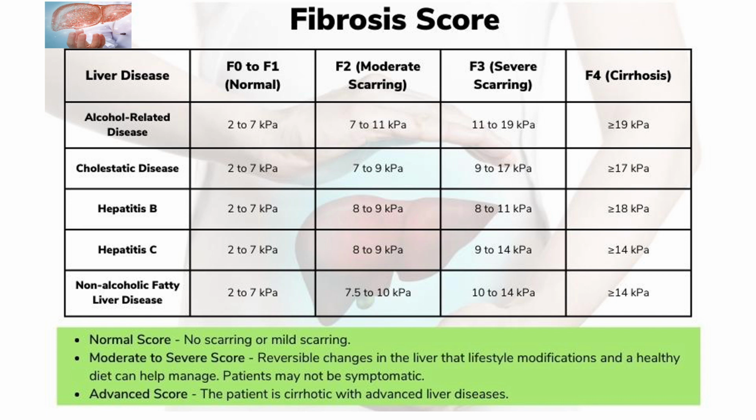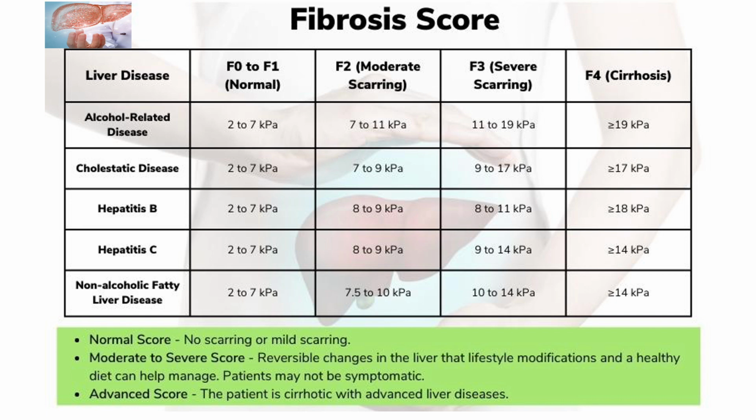Moving over to F3, there is severe scarring. An alcohol-related disease is 11 to 19 kPa. Cholestatic disease, it's 9 to 17. And hepatitis B, it's 8 to 11. Hepatitis C, 9 to 14. And in NAFLD, it is 10 to 14 kPa.